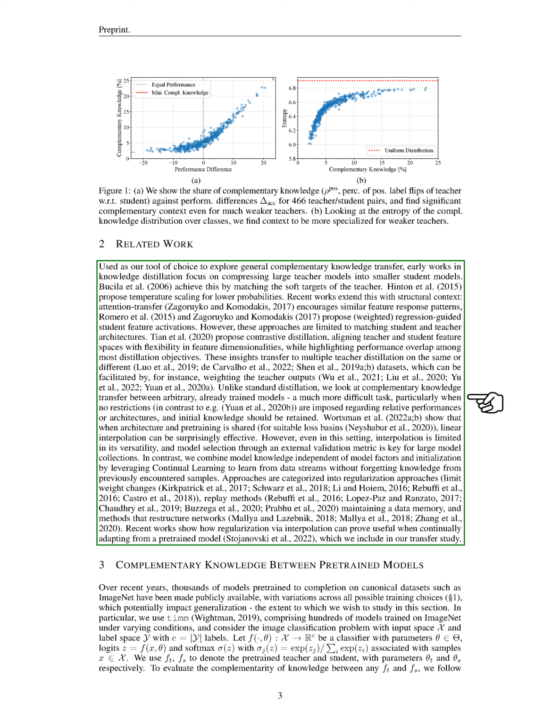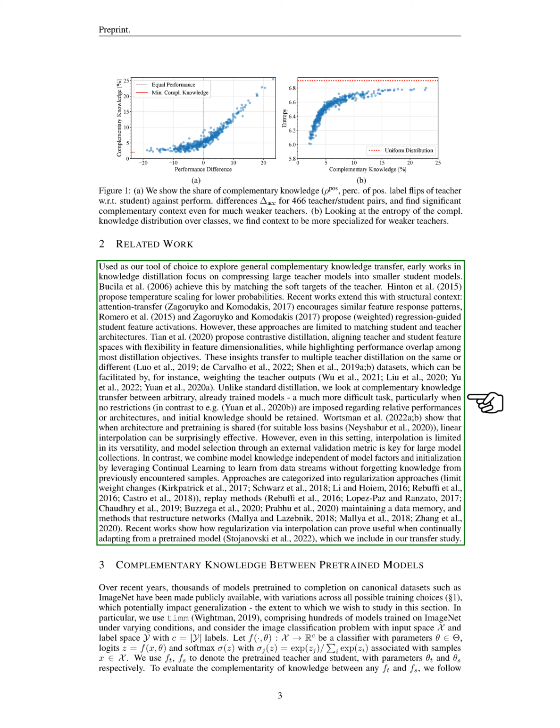For example, attention transfer encourages similar patterns in feature responses, and some have proposed using regression-guided student feature activations. However, these methods are limited because they require the student and teacher models to have matching architectures. Some researchers have proposed contrastive distillation, which aligns the feature spaces of the teacher and student models, allowing for flexibility in feature dimensions. This approach also highlights the overlap in performance among most distillation objectives. These insights can be applied to distilling knowledge from multiple teacher models, whether they're trained on the same or different datasets. Our approach is different.